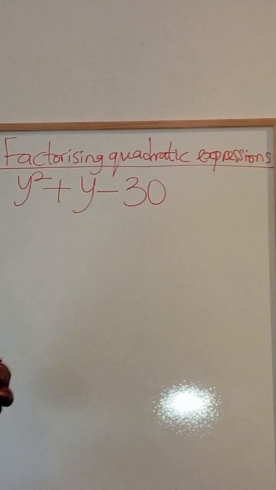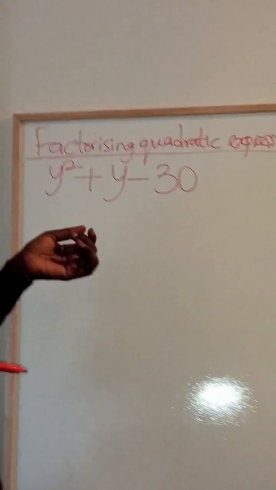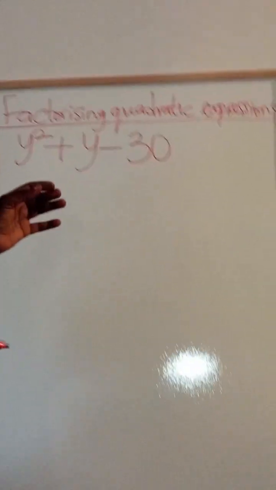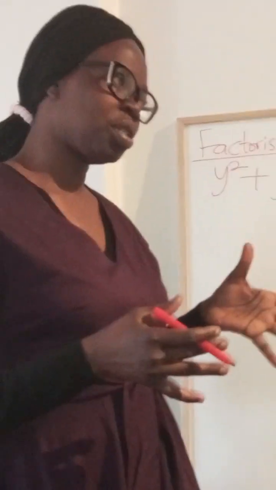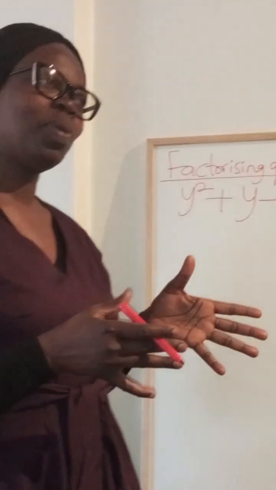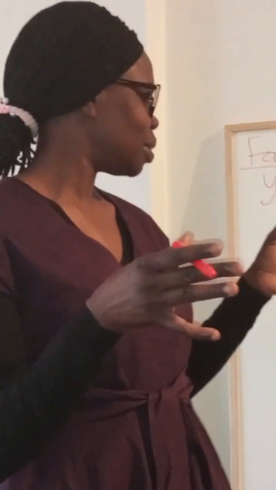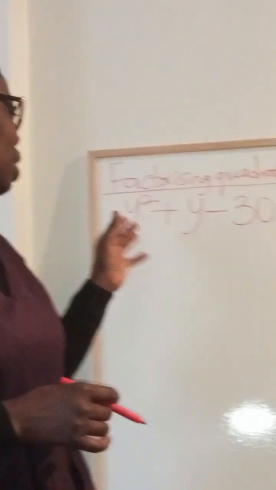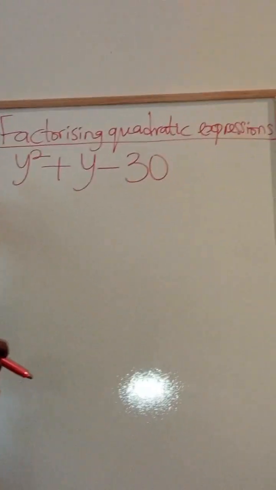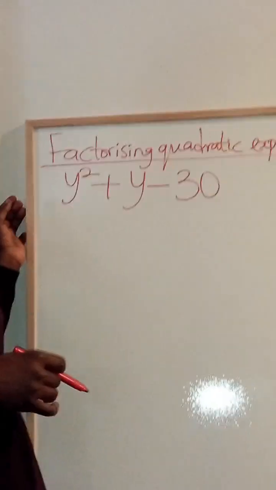Still on factorizing quadratic expression. In this class, I'll be factorizing another quadratic expression, and in this topic, we are getting deeper, class by class. What is on the board now is y squared plus y minus 30.